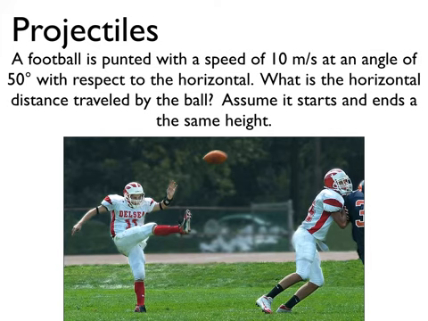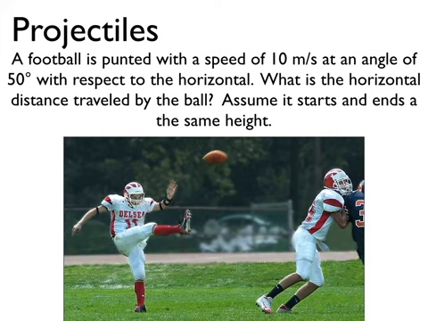Sometimes your projectiles will be launched on an angle. So in this case, we kick a football with a speed of 10 meters per second at an angle of 50 degrees. Find the horizontal distance traveled by the ball. Assume it starts and ends at the same height.